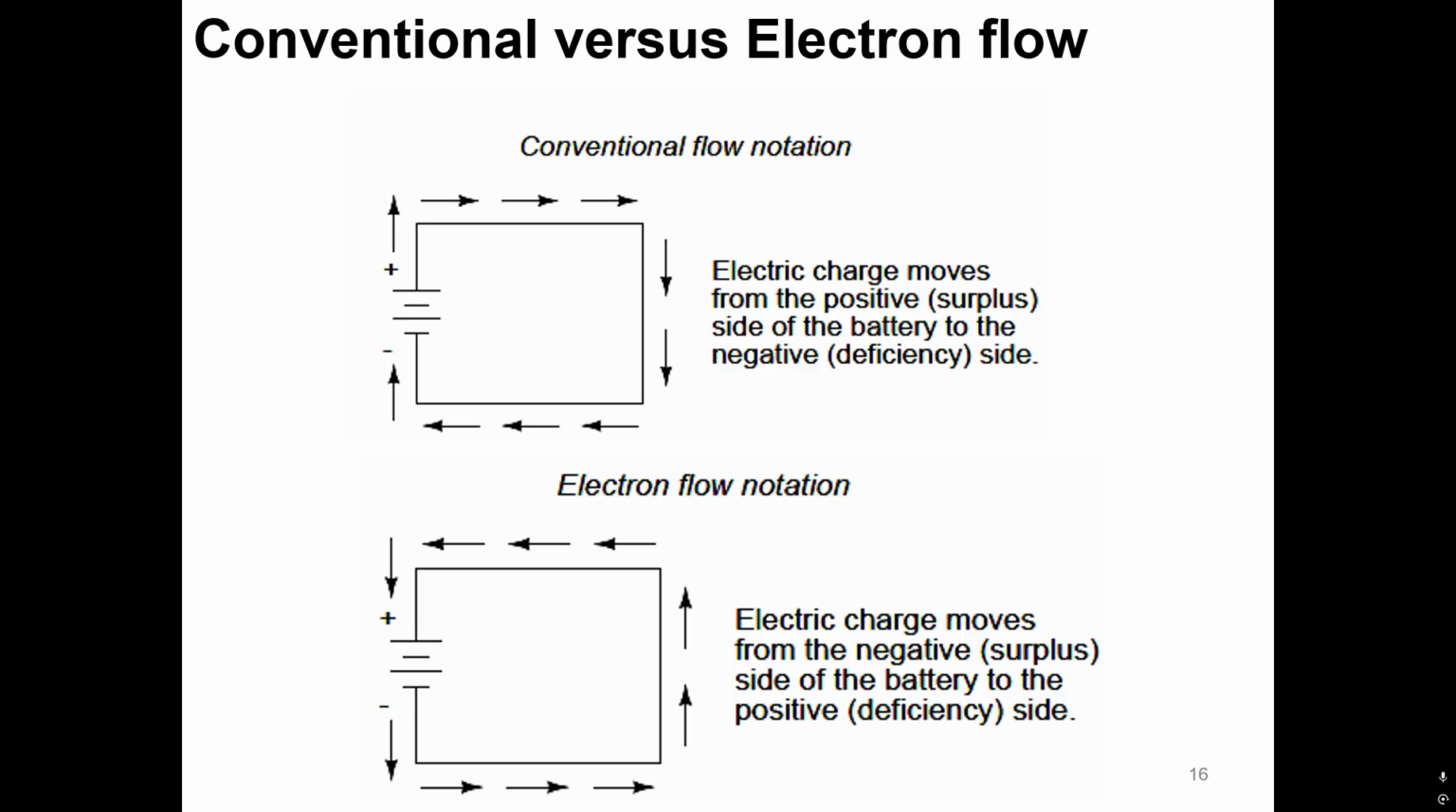Sometimes some people follow the electron flow notation. That means that is the actual current flow, right? Electrons leave the negative terminal of the battery and finally reach the positive terminal of the battery. That is called electron flow notation. But we are going to follow, and most people will follow, this conventional flow notation.